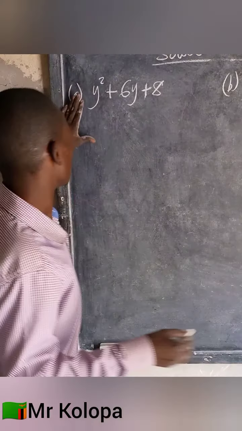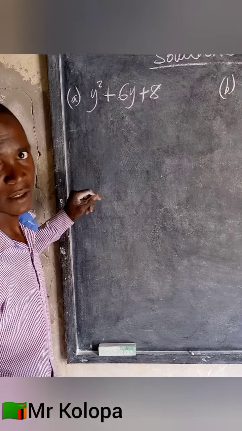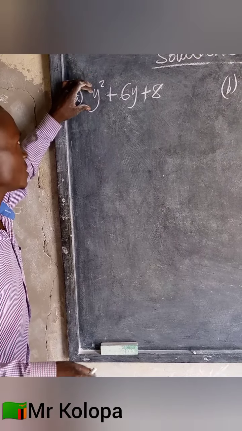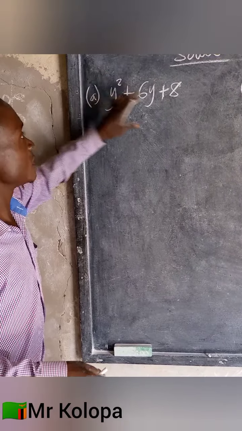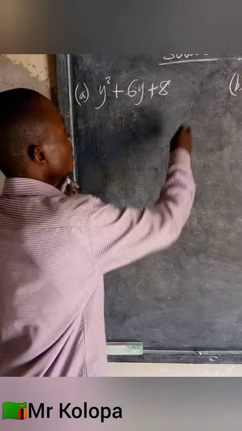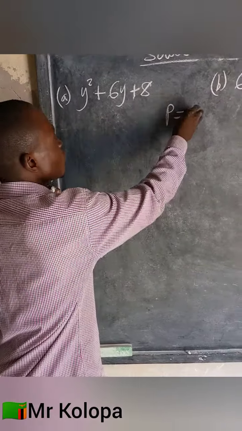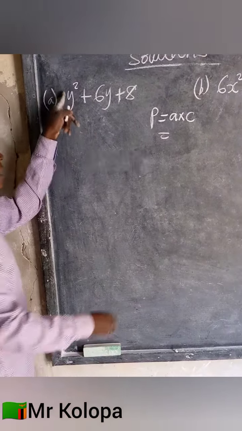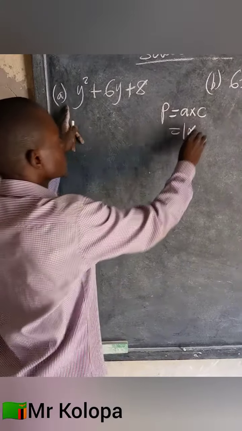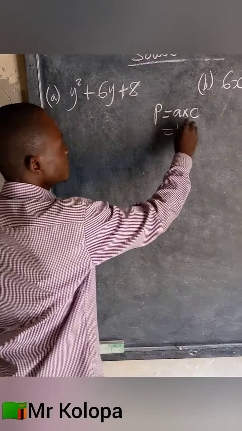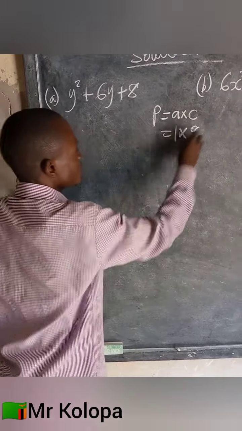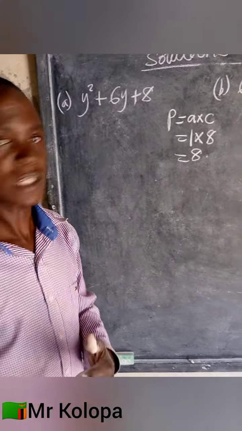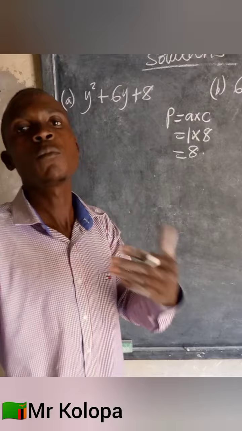If you know how to identify A, B, and C, in this case our A is the number in front of y squared, which is 1, and C is that. So, for you to find the product, you need to multiply A times C. In this case, our A is 1 times our C is 8. So your product is 8. The product is just the answer that you get when you multiply two or more numbers.